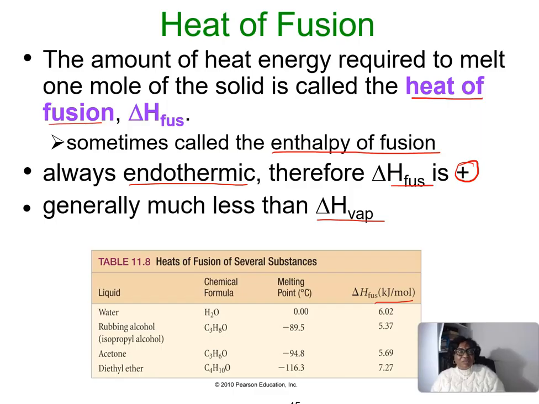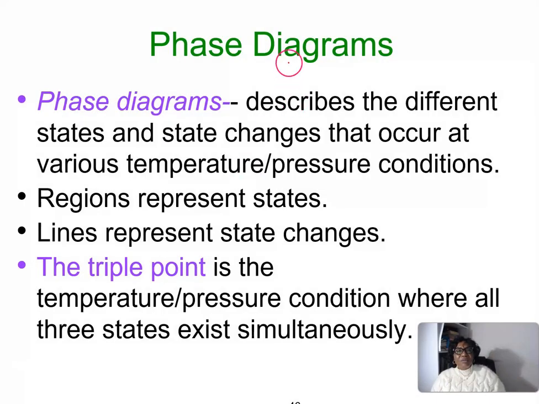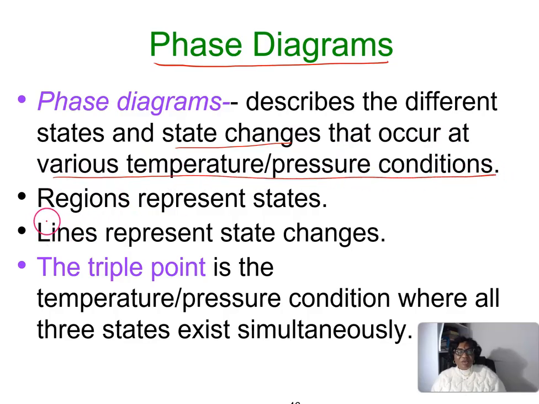After we have talked about heat of vaporization and heat of fusion, let's look at phase diagrams. A phase diagram describes the different states and state changes that occur at various temperature and pressure conditions. Regions represent states, lines represent state changes, and the triple point is the temperature/pressure condition where all 3 states exist simultaneously. So let's examine the phase diagram of water.